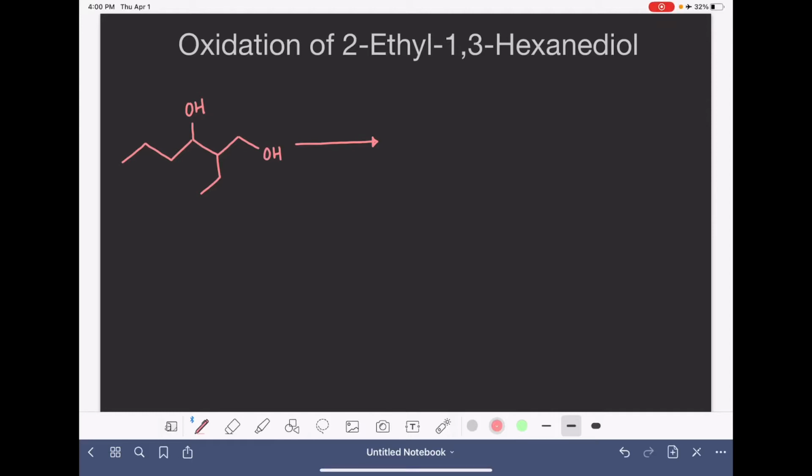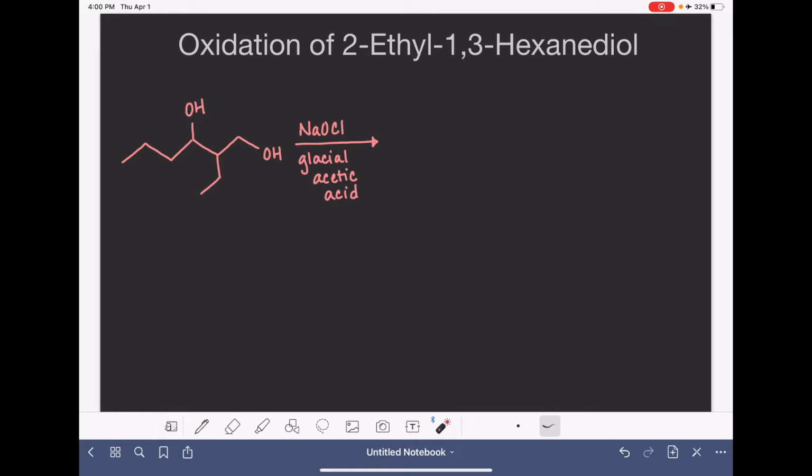In this experiment, I am going to do an oxidation of a molecule called 2-ethyl-1,3-hexanediol. That's this molecule right here. The oxidizing agent that I'm going to be using is just regular household bleach. The chemical formula for that is NaOCl, that's sodium hypochlorite. And I'll be using a catalyst, glacial acetic acid. Glacial acetic acid just means concentrated acetic acid. This just works as a nice catalyst.